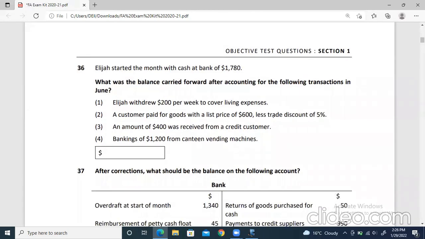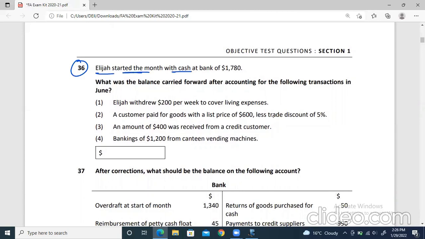This is relevant to the double entry. Elijah started the month with cash at bank of 1780. This is the opening balance. So what was the balance carried forward? Carried forward basically means C slash F. This means the closing balance, like I told you in the T accounts, after accounting for the following transactions in June. So we have to account for all these transactions and then tell the closing balance simply. Now this is the opening one, 1780.